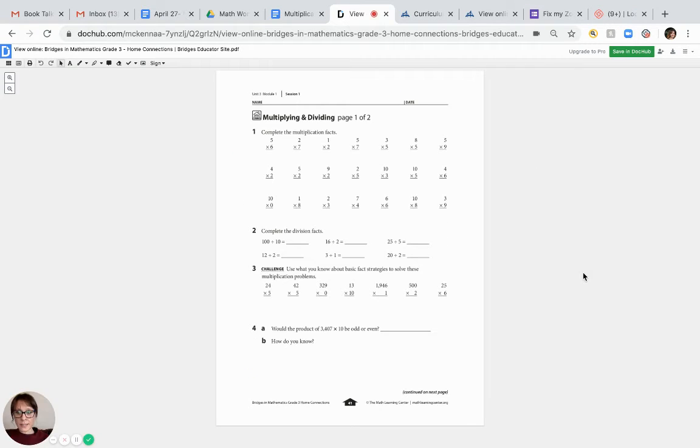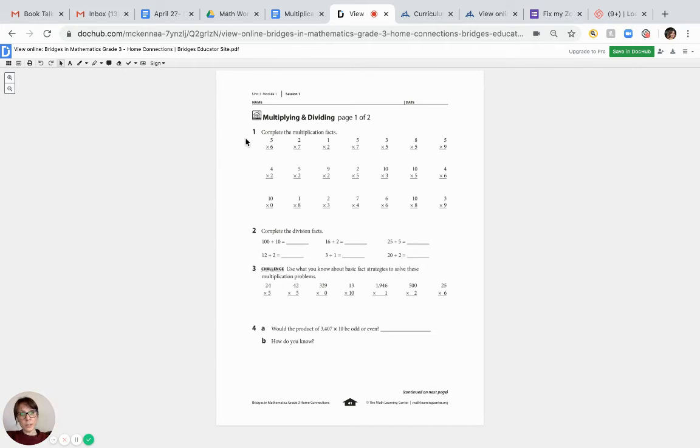Now, on to today's assignment. In your math packet, the math packet you received last week, you will go to page 41. Now, as a reminder, the worksheets may not be in order, so you may need to go through the packet to find page 41. The title is Multiplying and Dividing, page 1 of 2. Now, today you are just doing this page, so there will not be a second page to do.